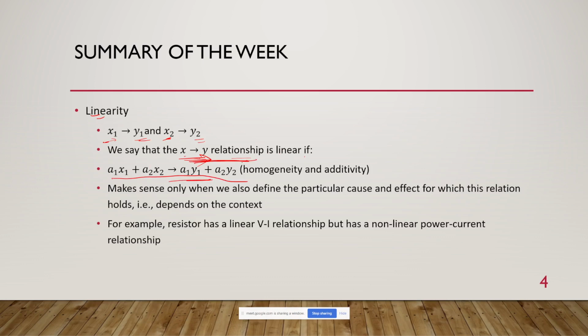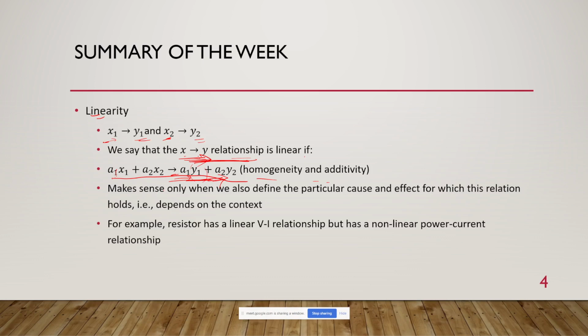What is this property? This is homogeneity and additivity together. You scale your input x1 with some constant a1, and you scale your input x2 with some constant a2, and then you add them together and give it to the system. Then you will see that the output is also the scaled version of the output to x1 and the scaled version of the output to x2, both added together. Then you will say that the system is linear, or not the system but the relationship in particular is linear.